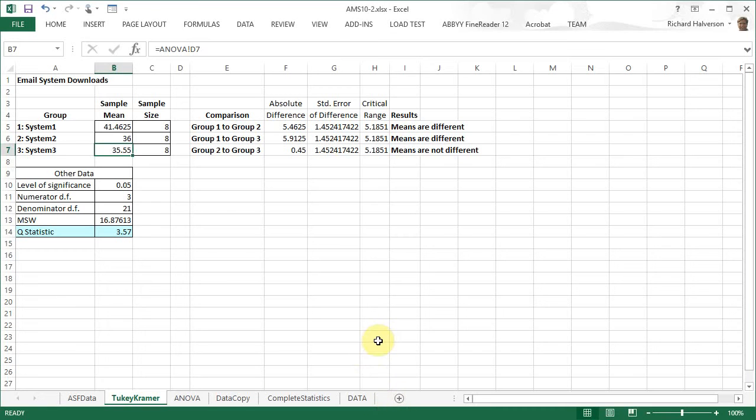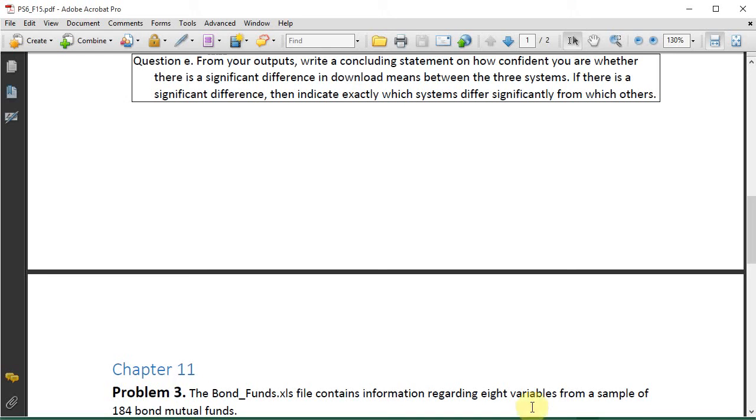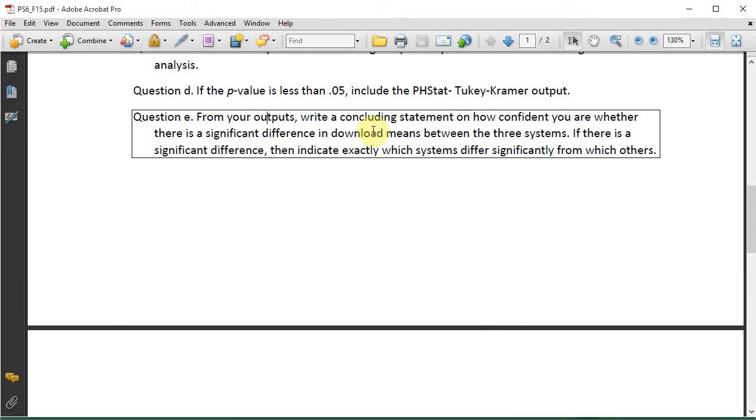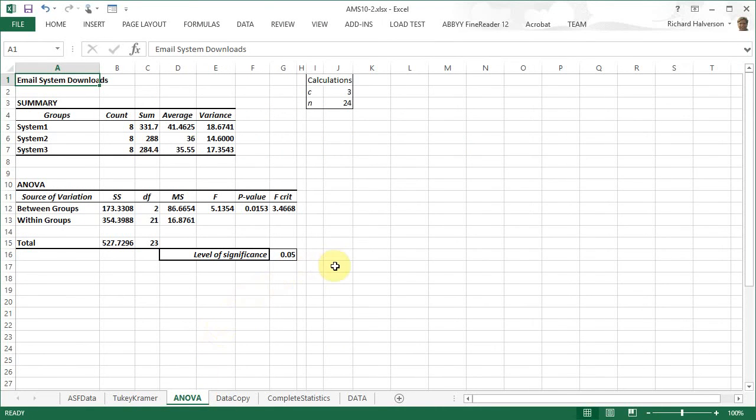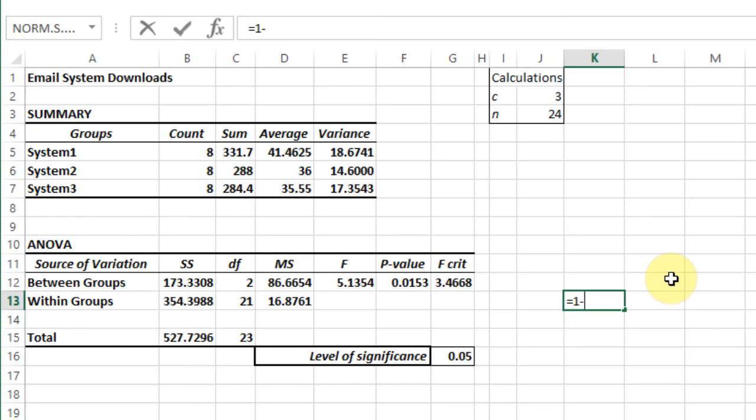So you write this, but basically we know that we're confident that there's a significant difference. In fact, if we go back and look at our data here and go back to the analysis of variance, confidence equals 1 minus the p-value. We are 98% sure that there is a significant difference. Okay, that's how sure we are. That's how confident we are.